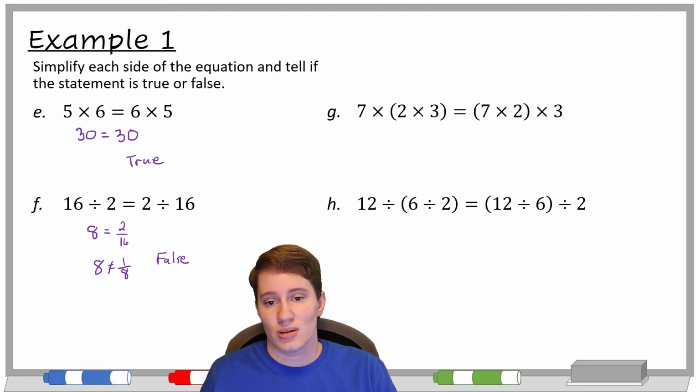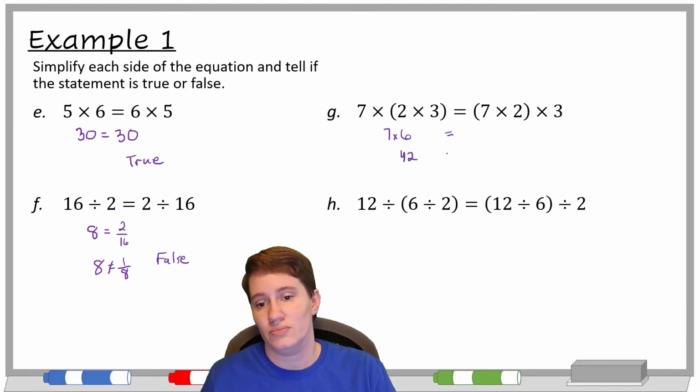So on G, 2 times 3 is 6. So 7 times 6, which is 42. Here we've got 7 times 2, which is 14. Then we need to times it by 3. That might require you coming out to the side and doing 14 times 3 like this. 4 times 3 is 12. 3 times 1 is 3, plus 1 is 4. So that does give us 42.